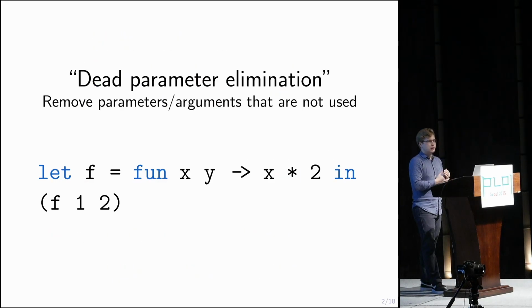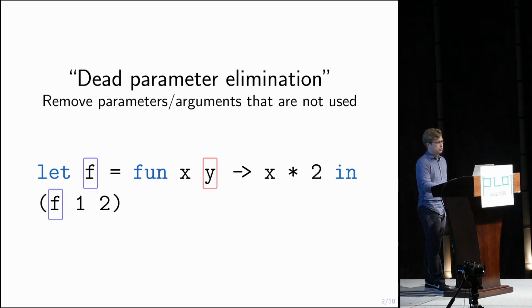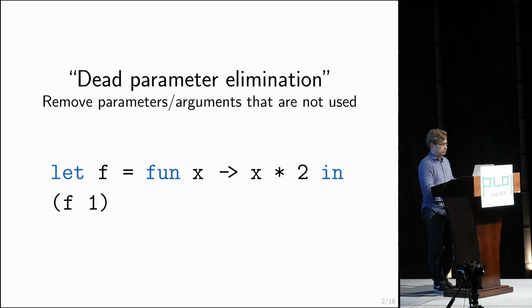So I'm going to use a case study of dead parameter elimination, which is a transformation you might want to do in your compiler that eliminates parameters that aren't used. When you do that, you have to eliminate the corresponding argument. So if we define a simple function f that has a dead parameter y, if we know where f is called, then we know that we can delete y and the corresponding argument that we pass to that.